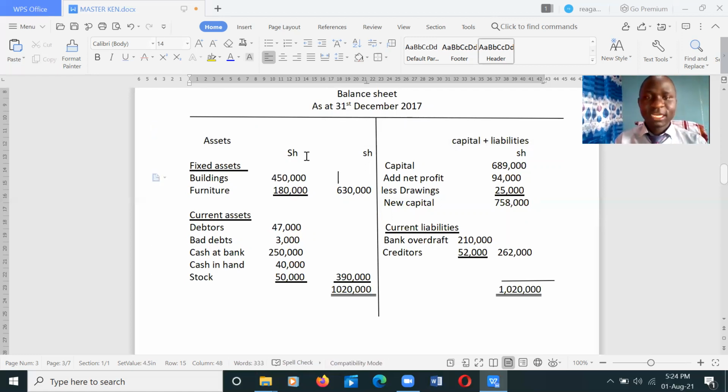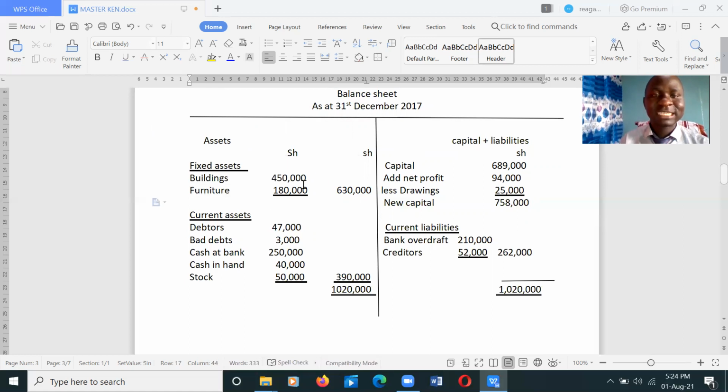Then we indicate the currency we are doing here. This is shillings, and this is shillings, and also on the other side I've indicated shillings. Very important, the currency. And then we start with the fixed assets. So for fixed assets, we have buildings from the trial balance, and then we have furniture.